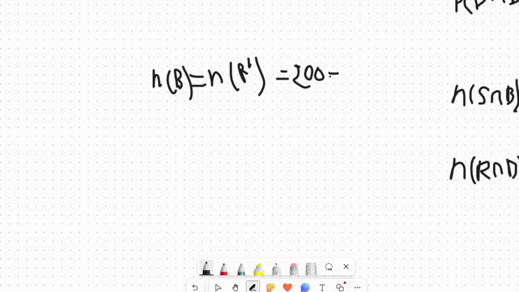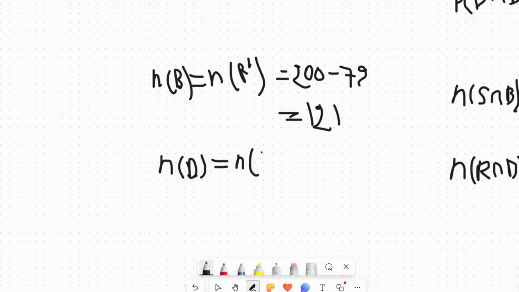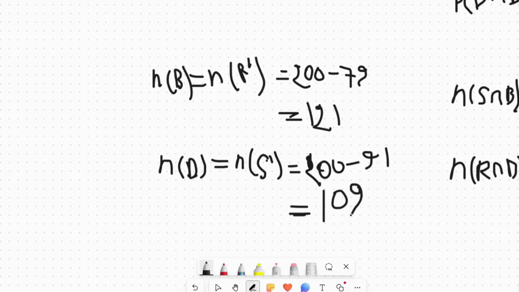200 minus the total number of red balls, which is 79. So we find the value is 121. These are the blue balls. And if we find the dull balls, then this is basically the prime of shiny balls. Shiny balls are 91. So we subtract from 200, and we find the value of dull balls is 109.